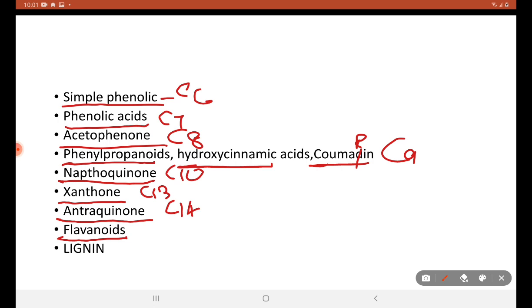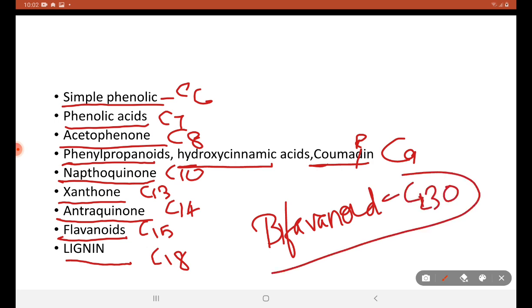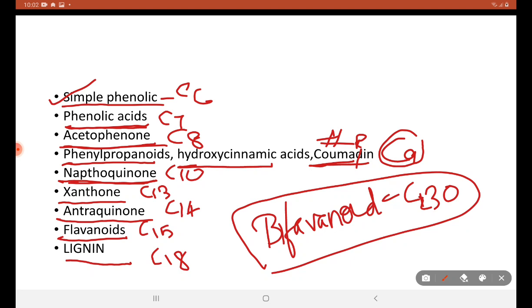Flavonoid, 15-carbon compound. Lignin, 18-carbon compound. Biflavonoid, 30-carbon compound. Please make a note of it. Simple phenol 6-carbon, phenolic acid 7-carbon, acetophenone 8-carbon, coumarin, this is very important, 9-carbon compound, naphthoquinone 10-carbon, xanthone 13, anthraquinone 14, flavonoid and lignin, very important, flavonoid 15, lignin 18.